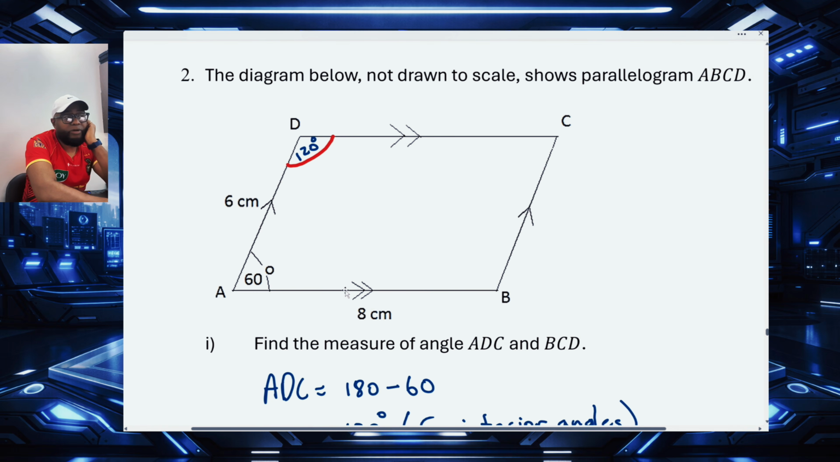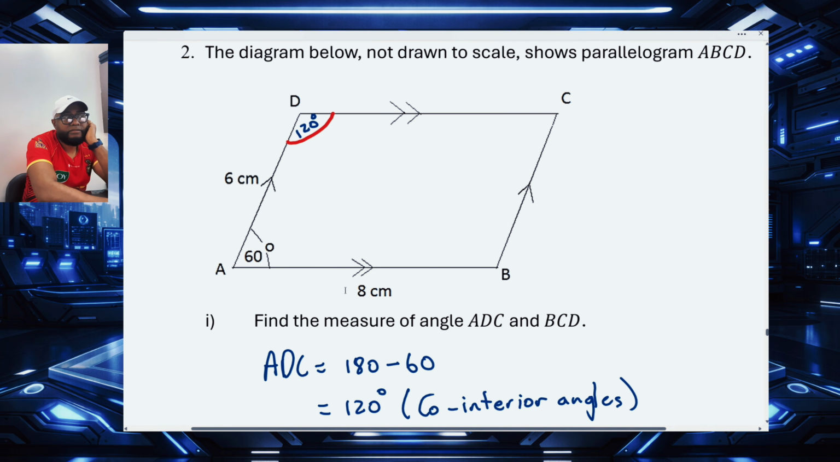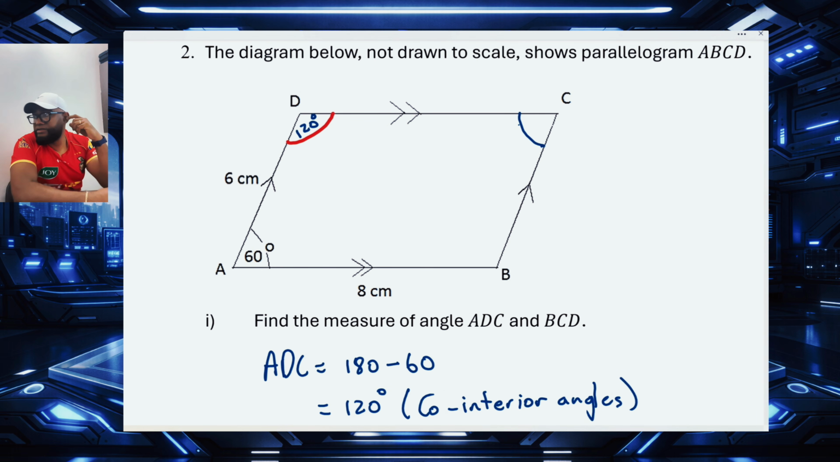It is 60, but what are we using? This angle here is what we're trying to find, BCD. This angle here, right? This angle is co-interior with which angle? This angle and which angle are co-interior? This and 60 are co-interior?